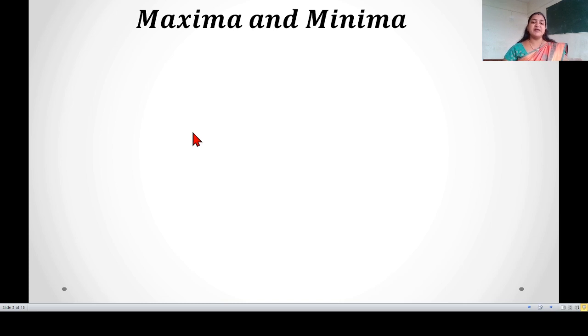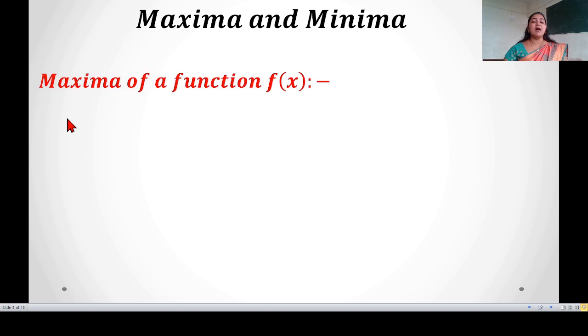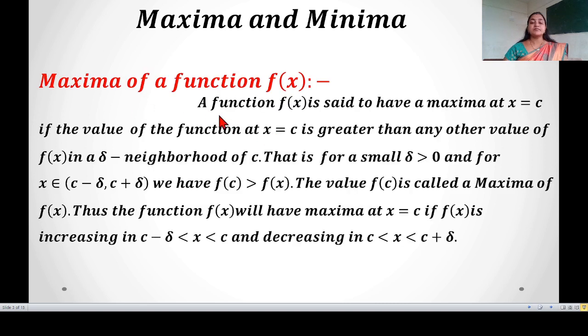When a function f of x is given and we can find the maximum value and minimum value, we use this concept. First, we see the maxima of a function f of x. A function f of x is said to have a maximum at x equal to c if the value of the function at x equal to c is greater than any other value of f of x in a delta neighborhood of c, that is, for a small delta greater than 0 and for x belonging to the open interval (c minus delta, c plus delta), we have f of c greater than f of x. The value of f of c is called a maximum of f of x.